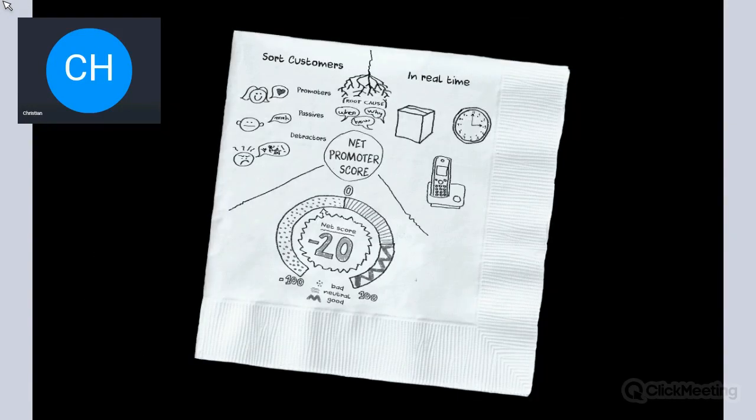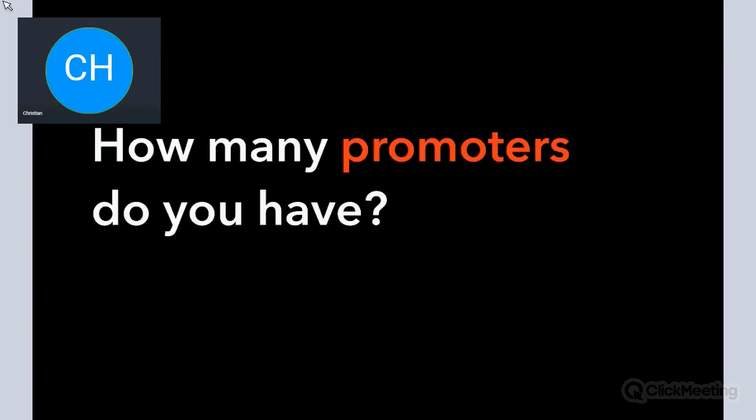Here is again the Net Promoter Score on a napkin. It's super simple, and I think that's also why it is so successful in many companies, because it's so easy to implement, and it's so easy for the whole organization to understand. So now the question is, how many promoters do you have among your customers and employees? And I can tell you, it's probably not all of them that will promote your company.